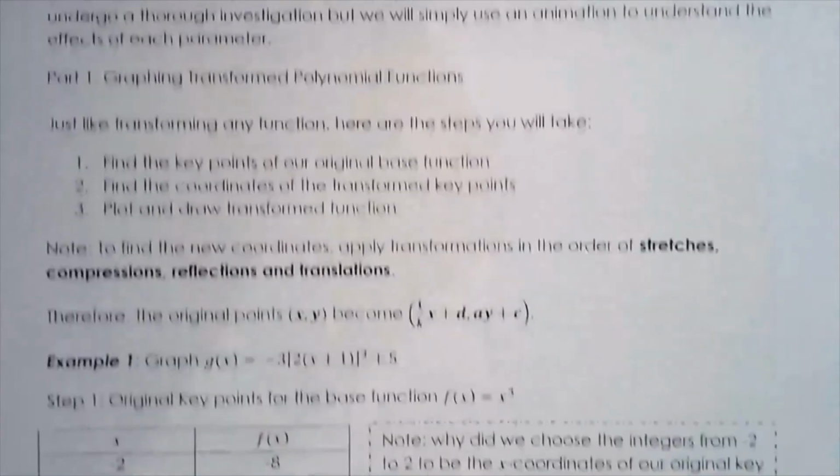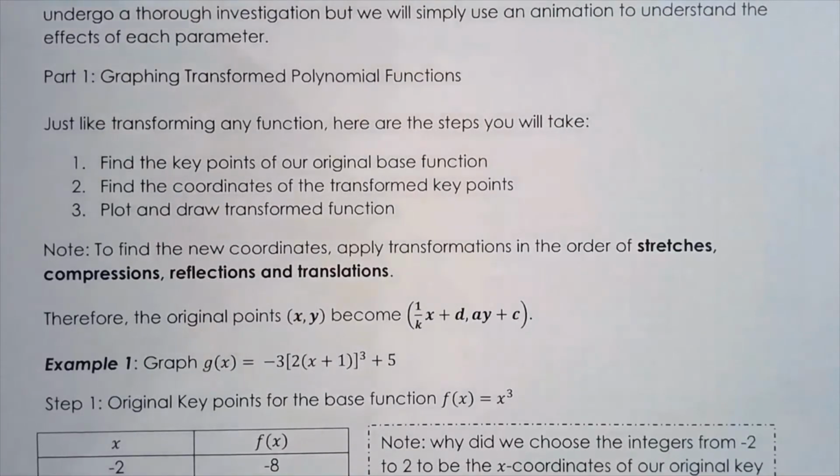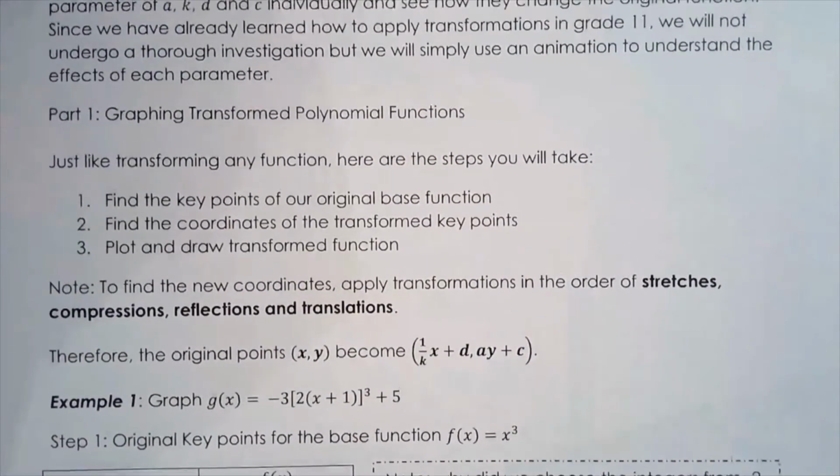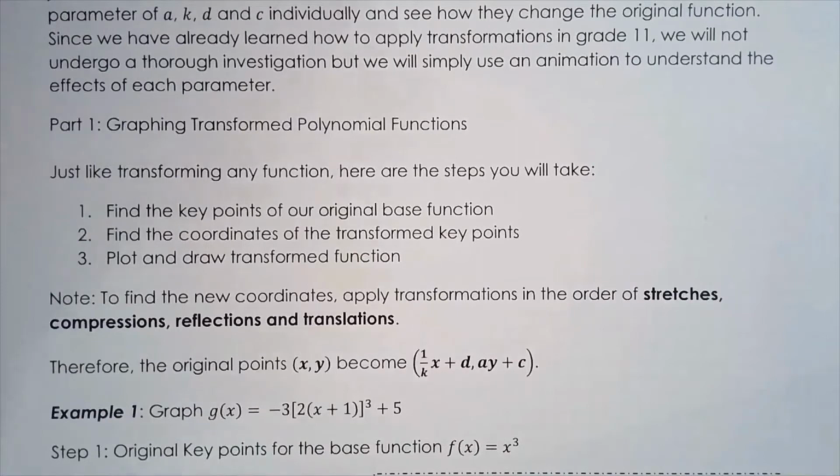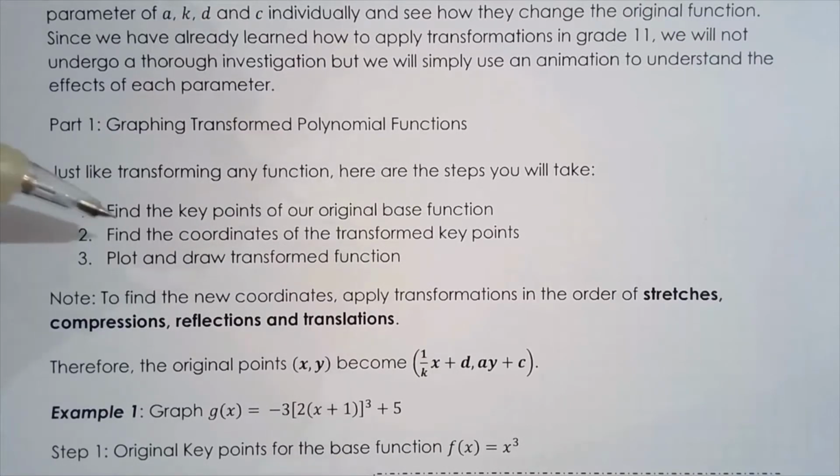Okay, so hopefully that animation was pretty helpful and refreshed your memory. So if you want to graph a transformed polynomial function, or transformed power function specifically, the strategy is exactly the same as last year. You find the key points of your original function, your parent function or your base function, and then you find the coordinates of the transformed key points by using your mapping rule, and then plot, plot, plot, and connect the dots, and you have your new transformed function.